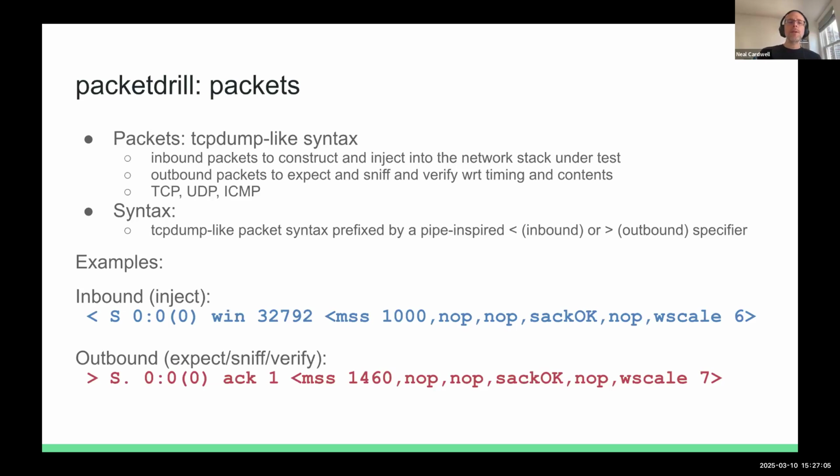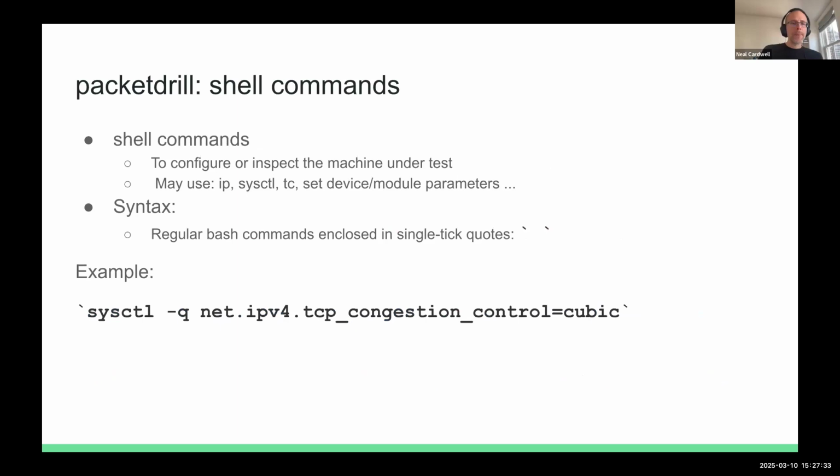And this applies for TCP, UDP, ICMP. And then there are some examples here of the syntax for specifying a packet. Here's an example inbound packet where the script wants to inject a SYN packet into the kernel under test. And then an example outbound packet where it's specifying that the script is expecting the kernel to send a SYNACK packet. And as you can see, the notation is very close to tcpdump.